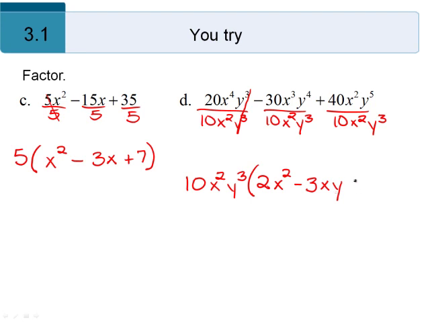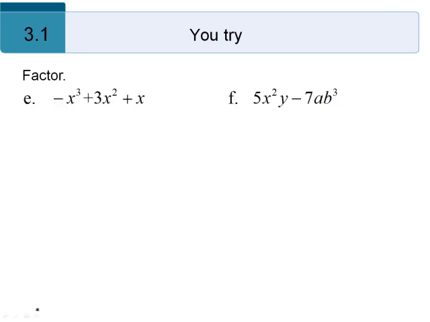Okay, then plus, for our last term, 40 divided by 10 is 4. The x squares, they cancel each other out. And if we subtract the y's, y to the fifth minus y to the third is y squared. And there's your answer. All right, let's see what's next.